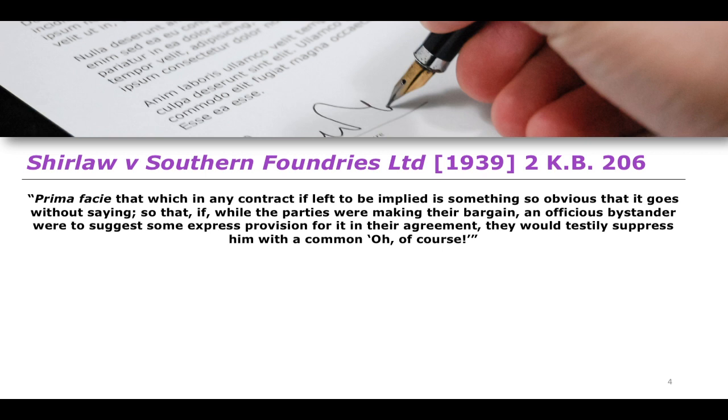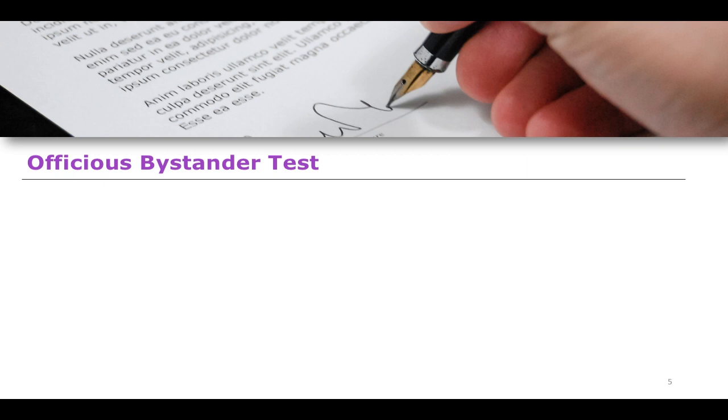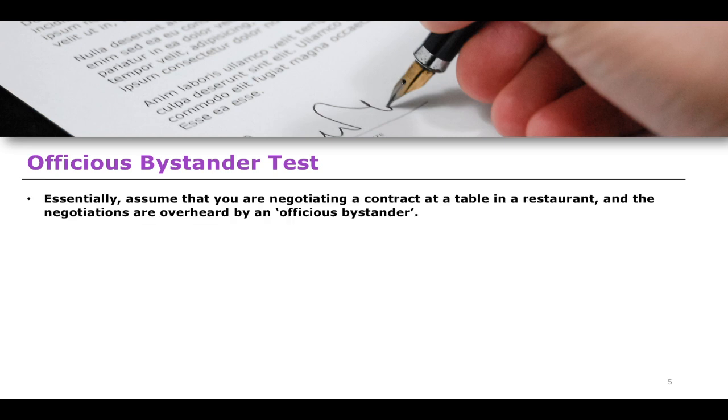conversation with another person negotiating a contract would know immediately, upon knowing the express terms in the contract, which other terms should be part of the contract, and that when those terms are cited by this officious bystander, the people negotiating the contract would have said, "Oh, of course, what a silly idea," to not have this in the contract. So that's what the officious bystander test means. That's where the phrase comes from, and that's where the word comes from.